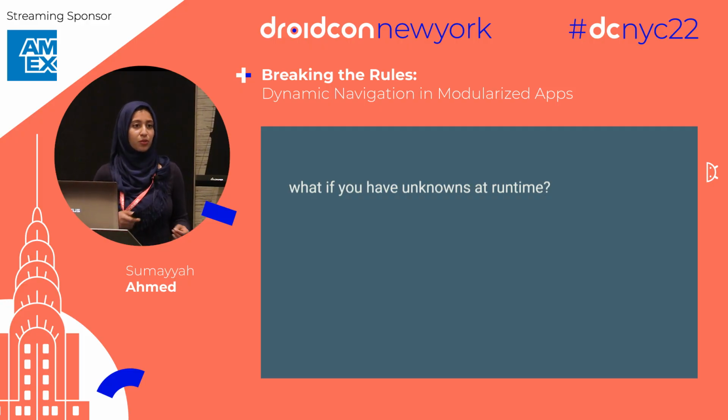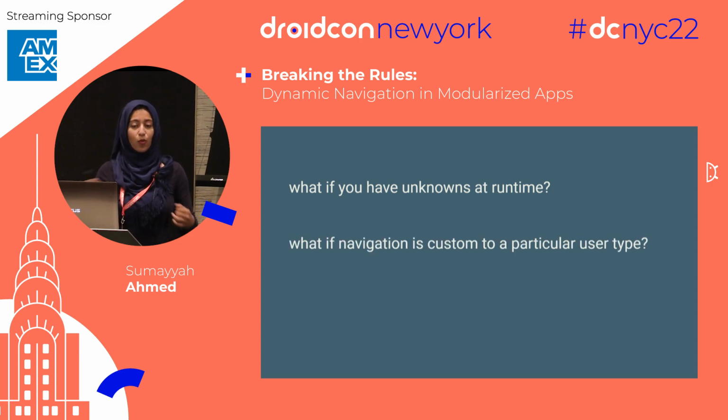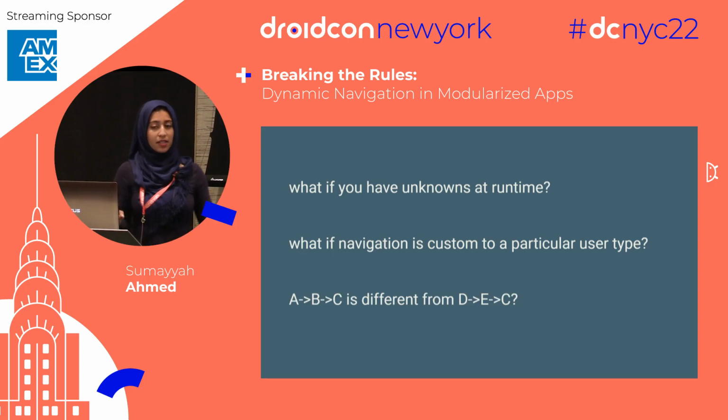What if you want to customize your navigation paths for a certain user type? So one path for user A, one path for user B. What if you want to make your navigation a little more stateful? So if you're in destination C, you want to show a different experience based on: did you get there from A to B to C versus D to E to C? How do you remember the path that you took to get to places?